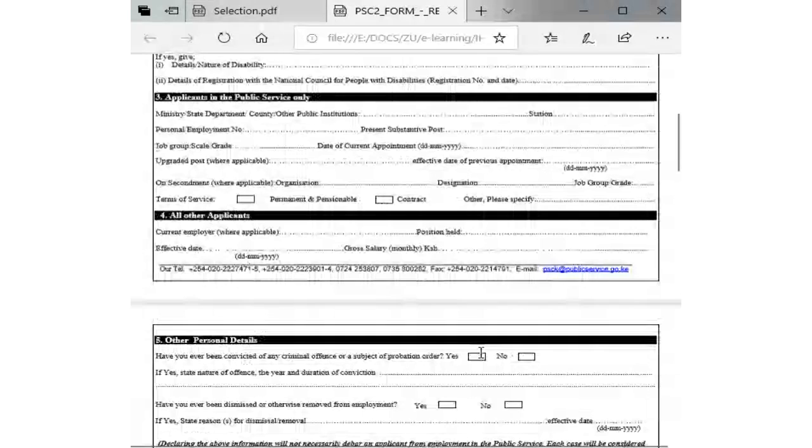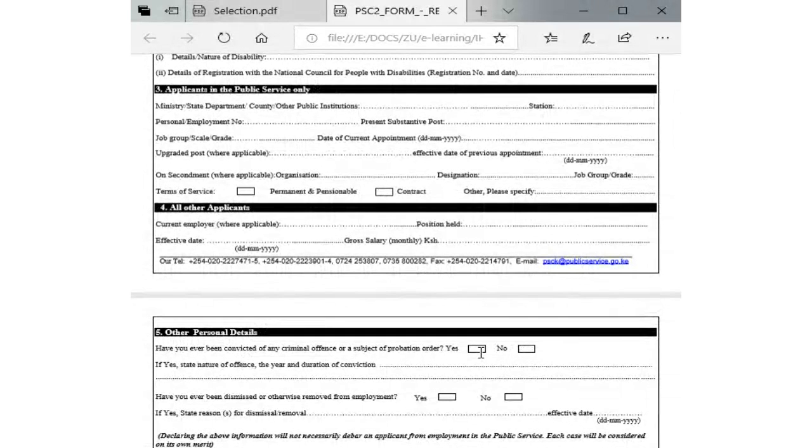If you're employed, how much are you paid? Others now, if you're not employed by the Public Service Commission, then you will fill these ones here. The current salary. What is your current salary? How much are you being paid in that company? Where applicable, if you're employed. If you are not, it is not applicable. Then position held, which position, effective date, when did you start? What is your gross salary?